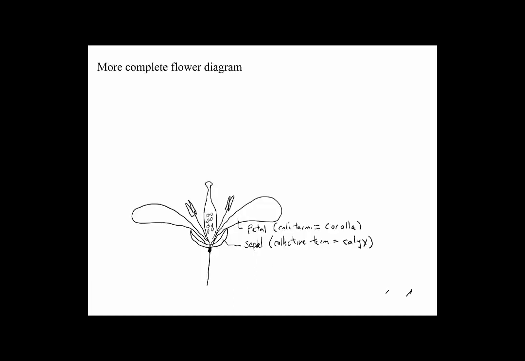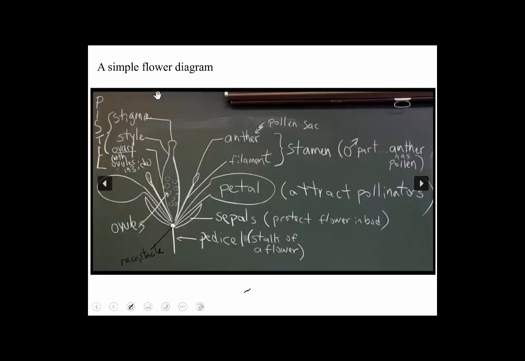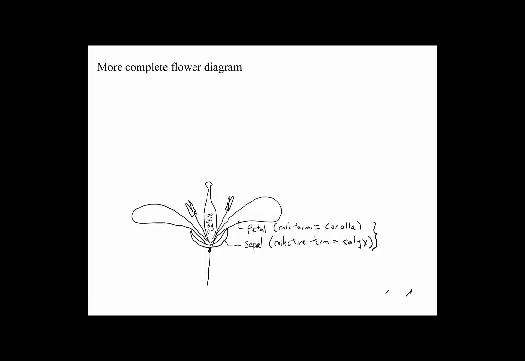And the good news is, now that we're enjoying collective terms, there's a collective term for all of the petals and all of the sepals. This is called the perianth. And the thing about scientific terms is that they kind of make sense.